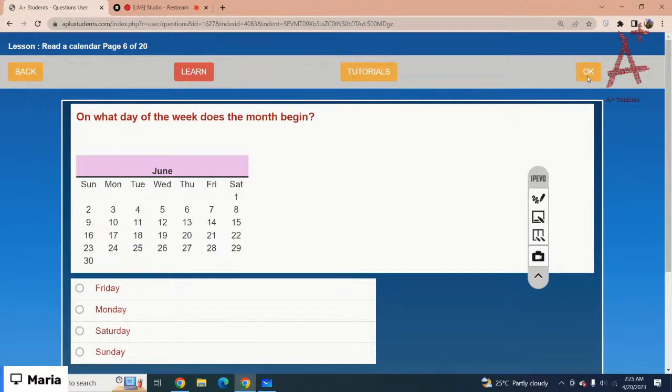Okay, the next one is on what day of the week does the month begin? So you need to see the first day of the month, which day of the week it is. Got it? So just look at the first. Here you have the 1st of June and the day on the 1st of June is Saturday. Got it? So that means the correct option is Saturday.